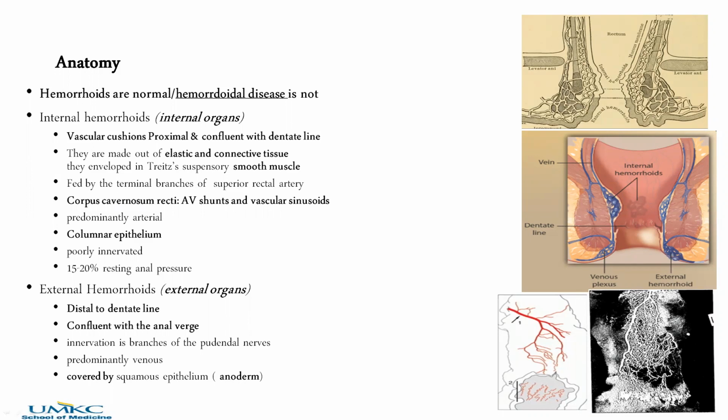The internal hemorrhoids are vascular cushions proximal to the dentate line, with elastic connective tissue and smooth muscle. The external hemorrhoids, on the other hand, are distal to the dentate line and confluent with the anal verge. The key anatomic landmark that separates internal from external hemorrhoids is the dentate line.